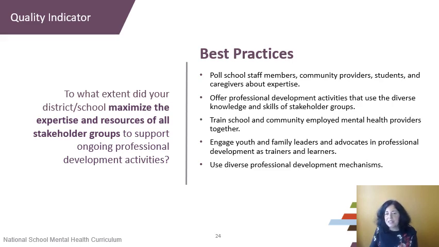Best practices for this indicator include polling school staff members, community providers, students, and caregivers about their expertise; offering professional development activities that use the diverse knowledge and skills of stakeholder groups; training school and community employed mental health providers together; engaging youth and family leaders and advocates in professional development as trainers and learners; and using diverse professional development mechanisms, such as in-person and virtual lectures, consultation, coaching, mentoring, and written resources.